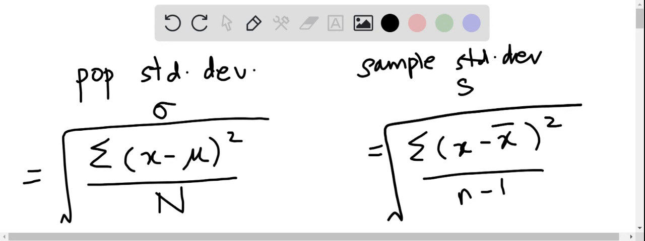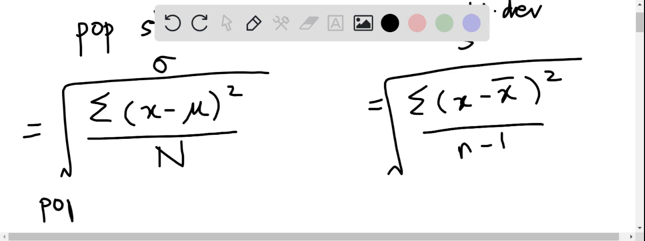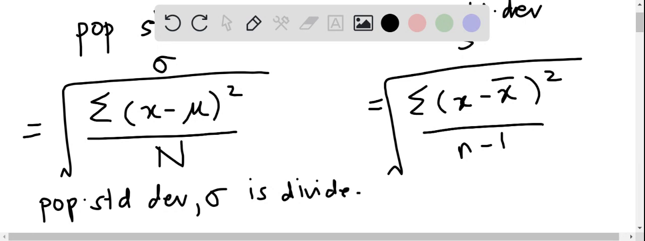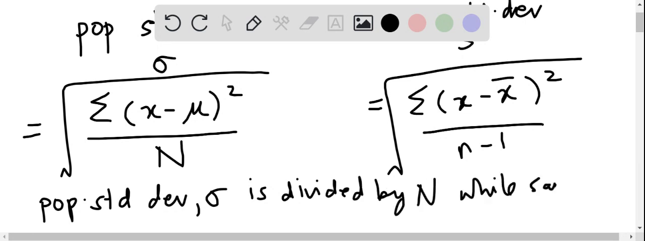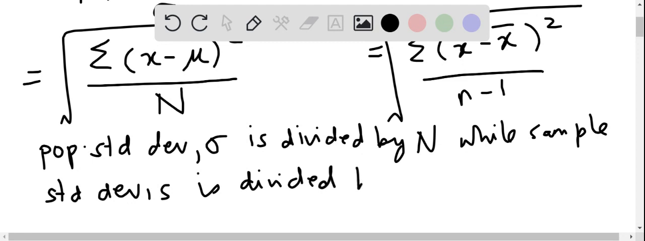So if we look at them, the difference is that the population standard deviation sigma is divided by n, while the sample standard deviation S is divided by n minus 1 before taking the square root.